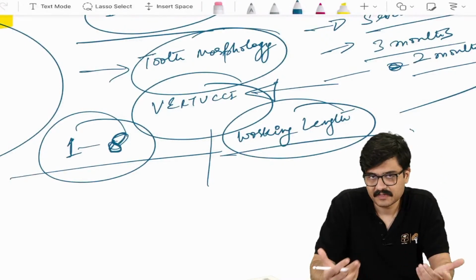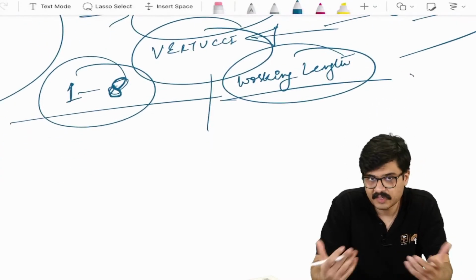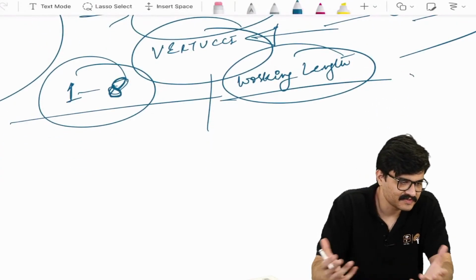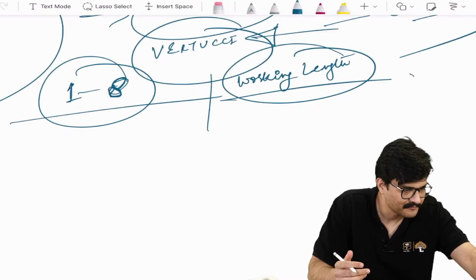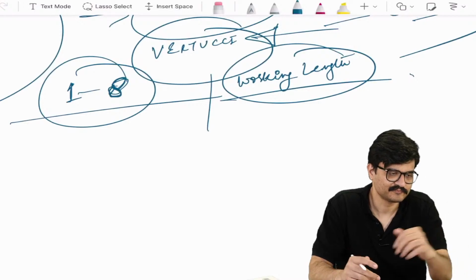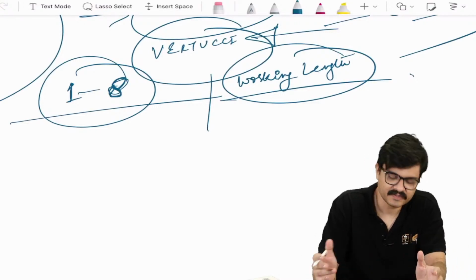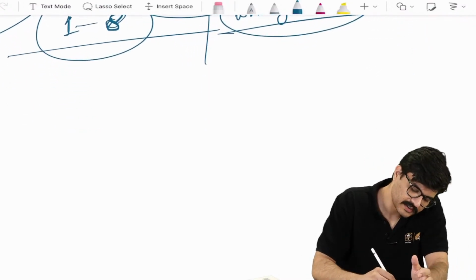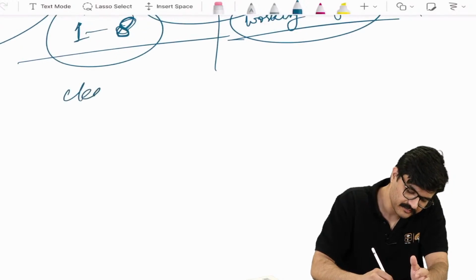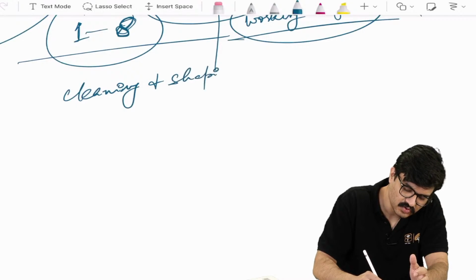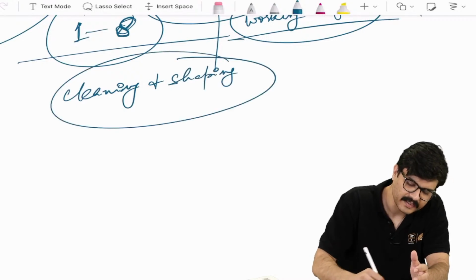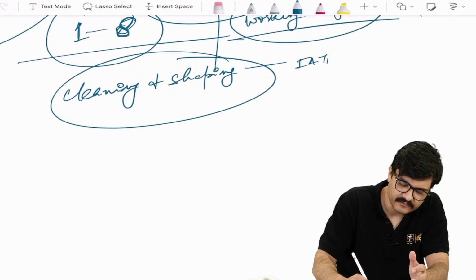Then, of course, we have another controversial question, the zero reading of the apex locator. This is a free YouTube session, I think, for everyone. So I'm not going to tell you the answer to that, but you get my idea, right? All of you, please revise these things. Then we have what? Cleaning and shaping. Oh, extremely important.